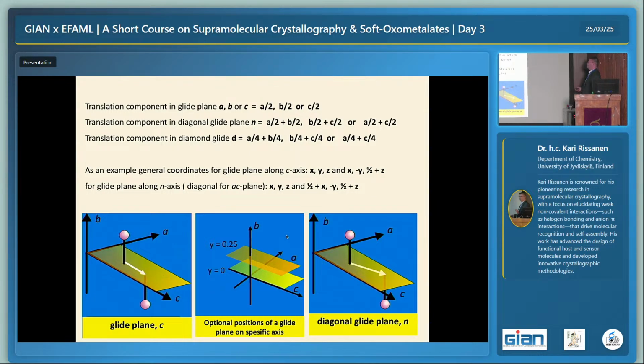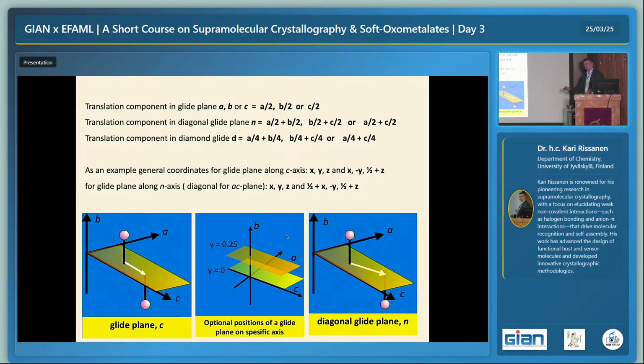And the idea is that here, for example, a glide plane through the C-axis will create x, y, z, which makes x, minus y, half plus z. Because now it has been along the C-axis, so z will be added by 1/2. And now the idea with the n-axis, so it's diagonal for the NC plane, is that we add half in two of them, because it's along that AC plane. So A and C will have an additional increment of 1/2.